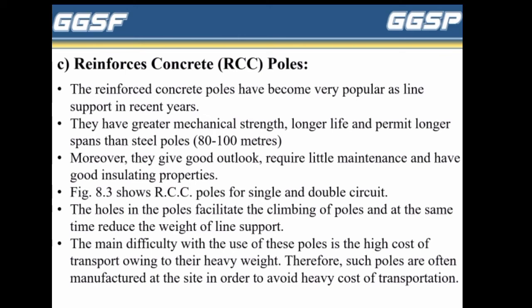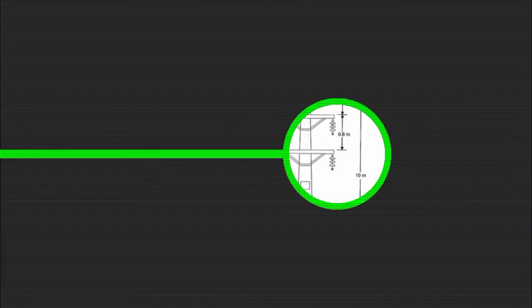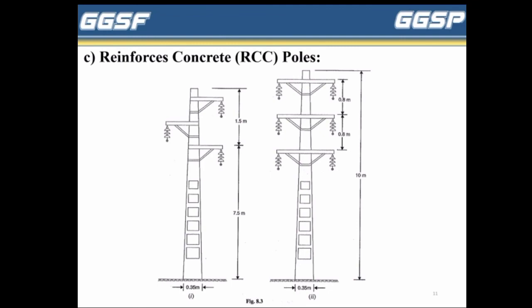The holes in the poles facilitate the climbing of poles, and at the same time reduce the weight of the line support. The main difficulty with the use of these poles is the high cost of transport owing to the heavy weight. Therefore, such poles are often manufactured at the site in order to avoid heavy cost of transportation. Here we can see some images of the reinforced concrete poles. This is the structure of reinforced concrete poles.